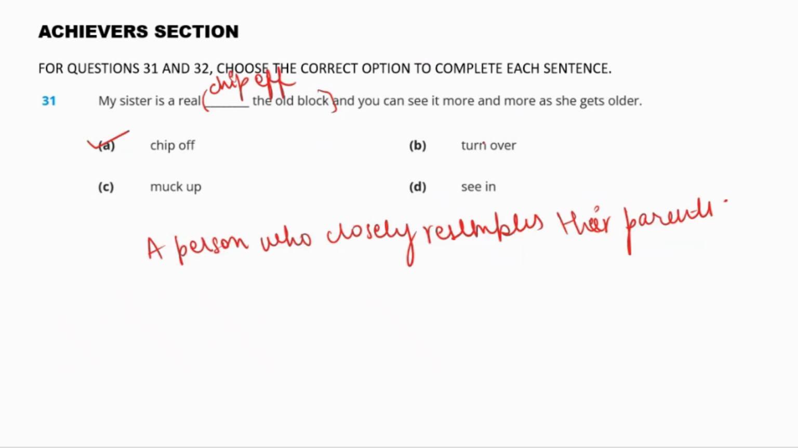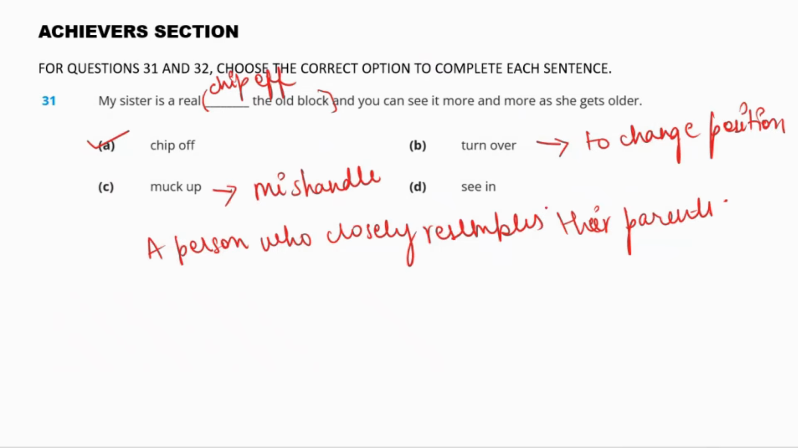Now, the right answer is option A, chip off, but let us again see the meaning of the other options. So, second is turnover. Okay. So, what does turnover mean? Turnover means to change position. Next is muck up. So, what does muck up mean? Muck up means mishandle something. And the last one is see in. So what does see in mean? To find good or attractive things. Okay. So now let us move forward to the next question.